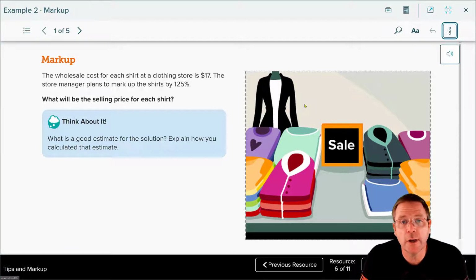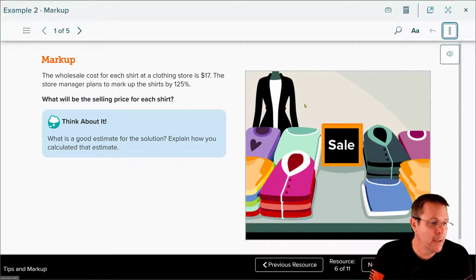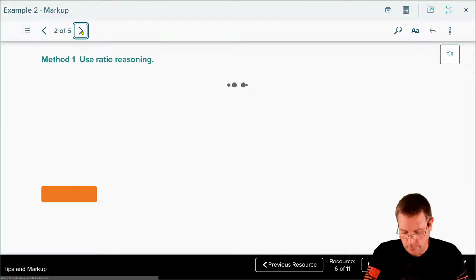Well, just a real quick estimate. We know we're going to more than double. Doubling it is going to be 17 plus 17, which is going to be 34. So I'd say a ballpark estimate is probably going to be somewhere around $36 if I was to guess. 36, 38, somewhere in that range. Let's see what we actually get by working it.